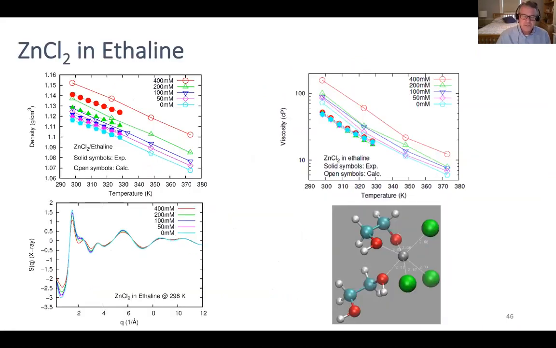And this is very much a work in progress, but this is some of the work that we're doing now. We're looking at dissolving, say, divalent cations in the solvent. So if you dissolve zinc chloride, can we calculate the properties and the solvation structure of this? And the answer is, yeah, we do a pretty good job. Again, here are scattering functions, density comparisons with experiment, viscosity comparisons.